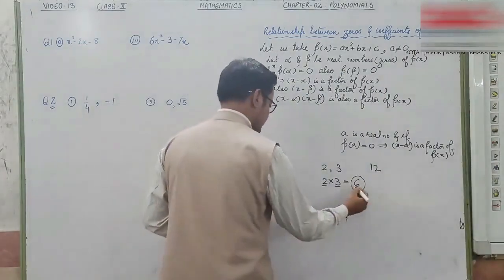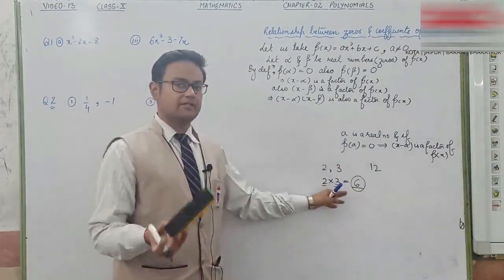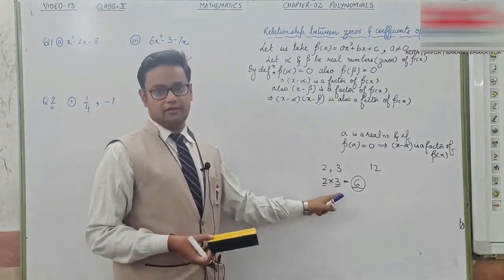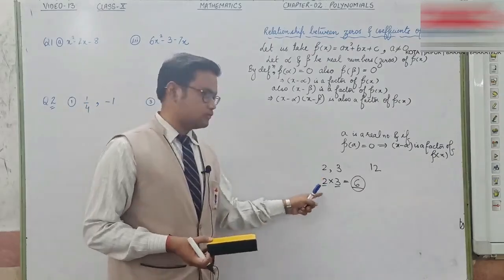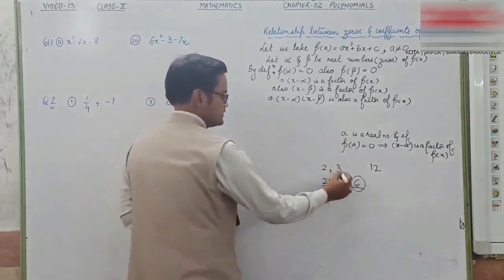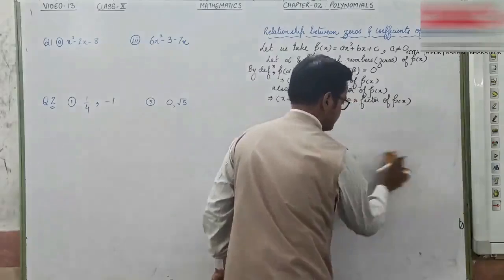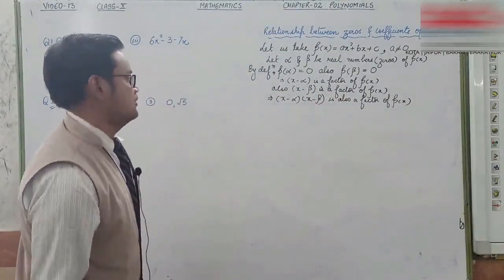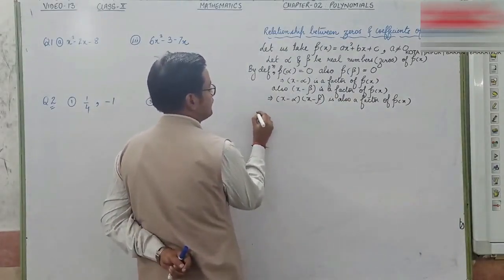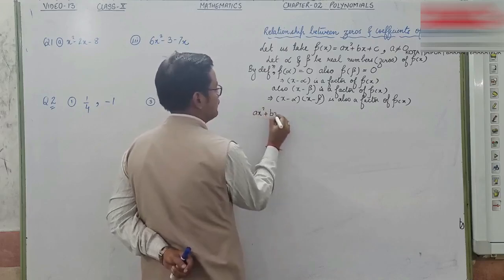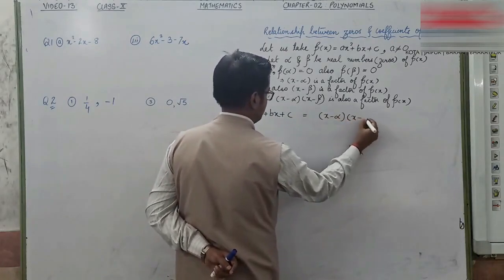Because if you even take 6 as the number, not 12, 2 into 3, which are the factors of 6, and 2 into 3, 2 and 3, all these three terms, 2, 3 and 6, are factors of 6, right? So that is what the meaning of this concept is. So I can write ax square, the entire polynomial, as the product of the individual polynomials.